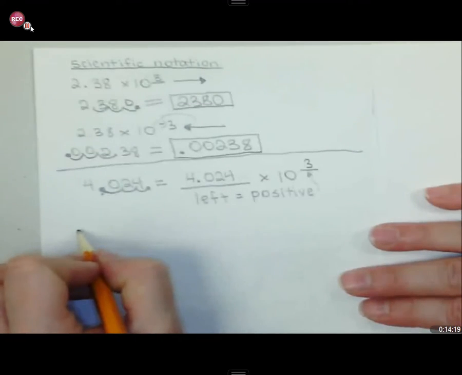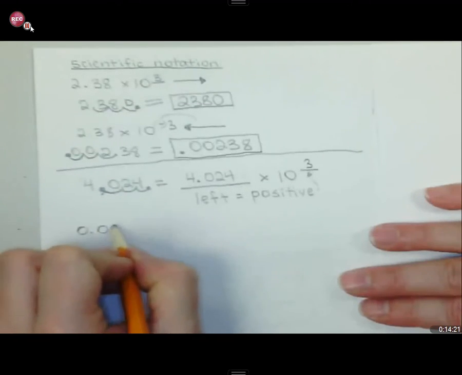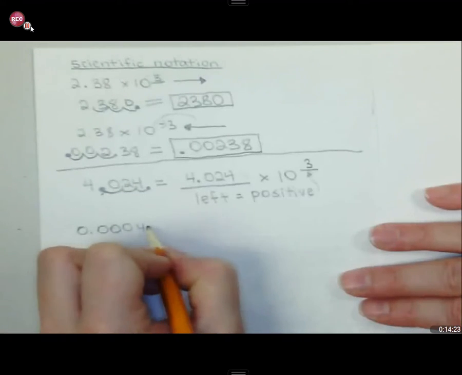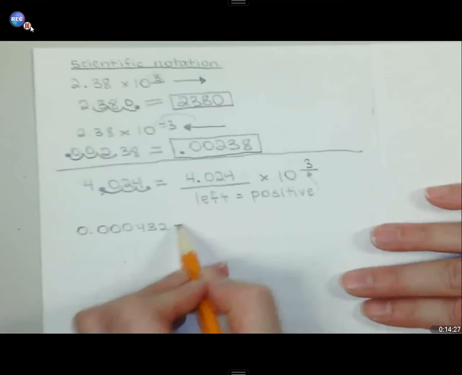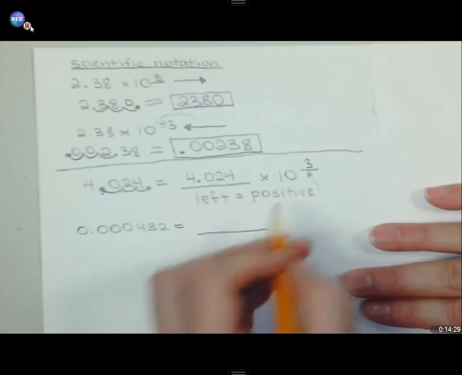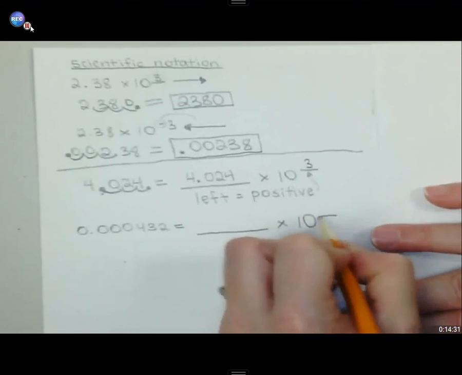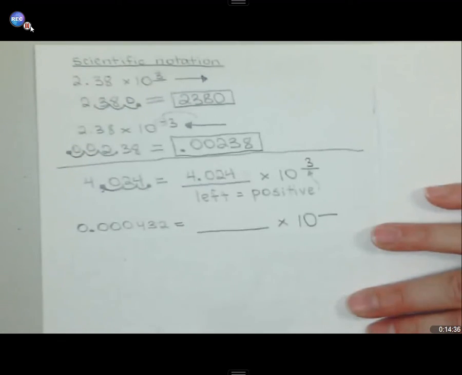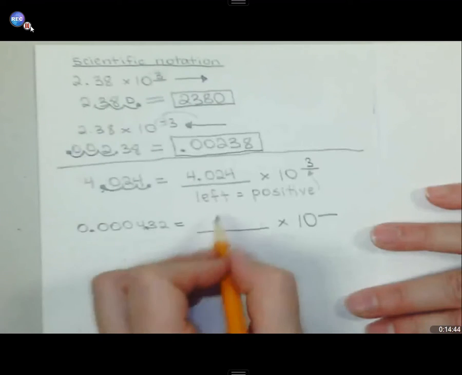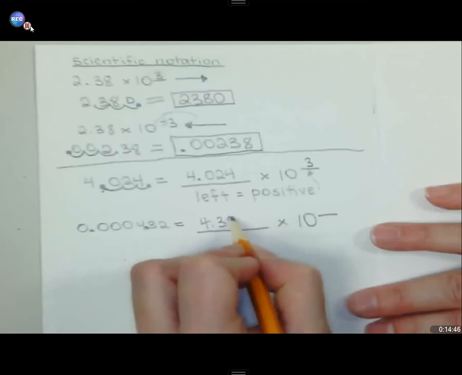Now, if we had something that was 0.0000432, okay, we want to change that. We want to say it's some number times 10 to the something power. Well, we want a number between 1 and 10. So we're going to find the first number right here, and we want to put that decimal right behind it. Then it'd be 4.32. Okay? So we're going to say 4.32.